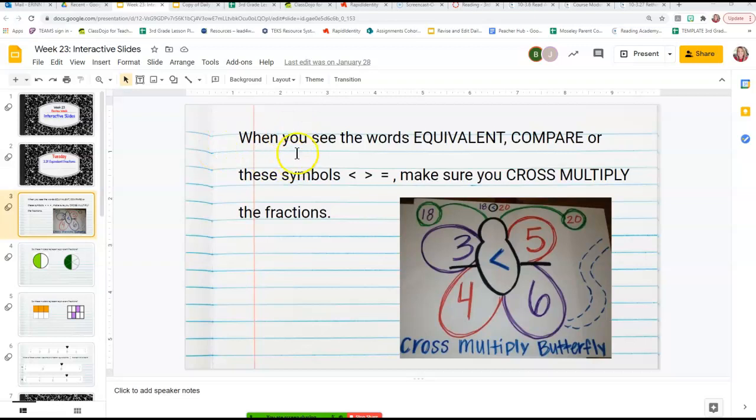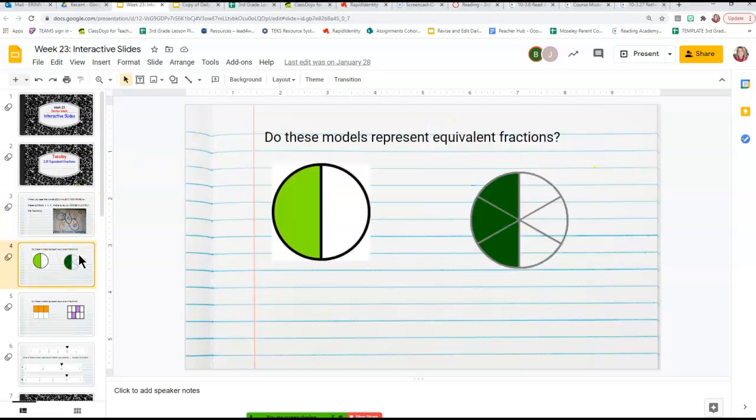The most important thing to remember when you're cross multiplying is to look for the words equivalent and compare. Okay, that's always going to tell you that you're going to be cross multiplying fractions. So this is when we're talking about fractions. The words equivalent and compare are key words that tell us that we are going to cross multiply. So let's take a look at a few examples.